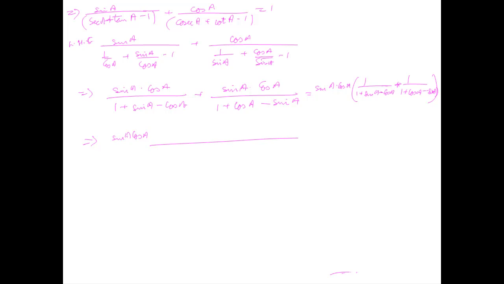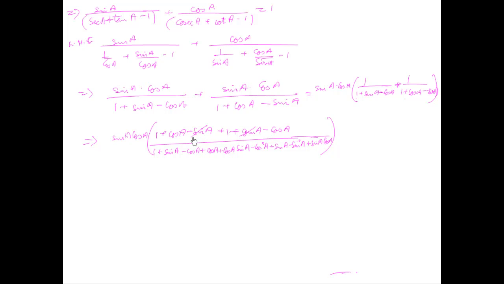To multiply both the terms, children, to give us 1 plus cos A minus sin A plus 1 plus sin A minus cos A. And the denominator will multiply, children: 1 times 1 plus 1 times sin A minus 1 times cos A plus cos A times 1 plus cos A sin A minus cos squared A minus sin A minus sin squared A plus sin A cos A, children.